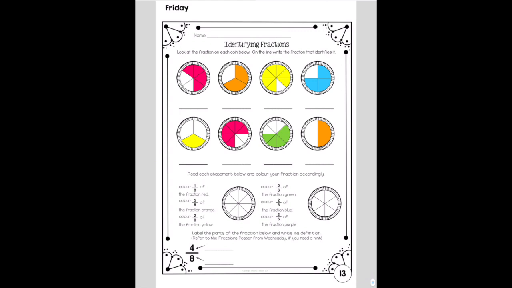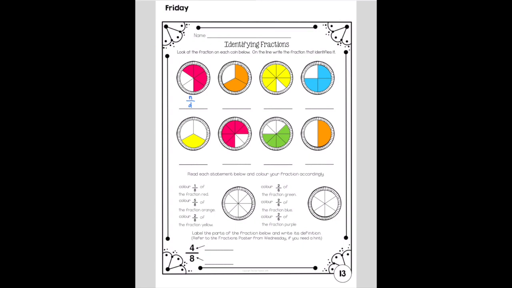We're going to continue to identify those fractions. So look at the fraction on each coin below, and on the line you're going to write the fraction that identifies it. Okay, so this line here isn't the middle line for your fraction. It's just the line for you to write your answer on. So you're going to write your fraction like this. Okay, so your numerator and then your denominator. Okay, so how many parts in total are there in this coin? That's going to be your denominator, and however many parts have been shaded or colored in is your numerator.